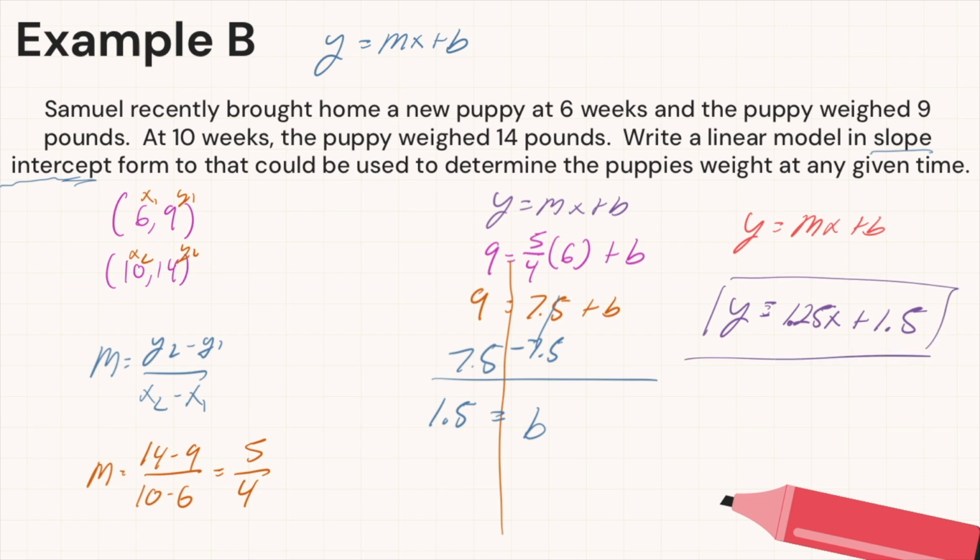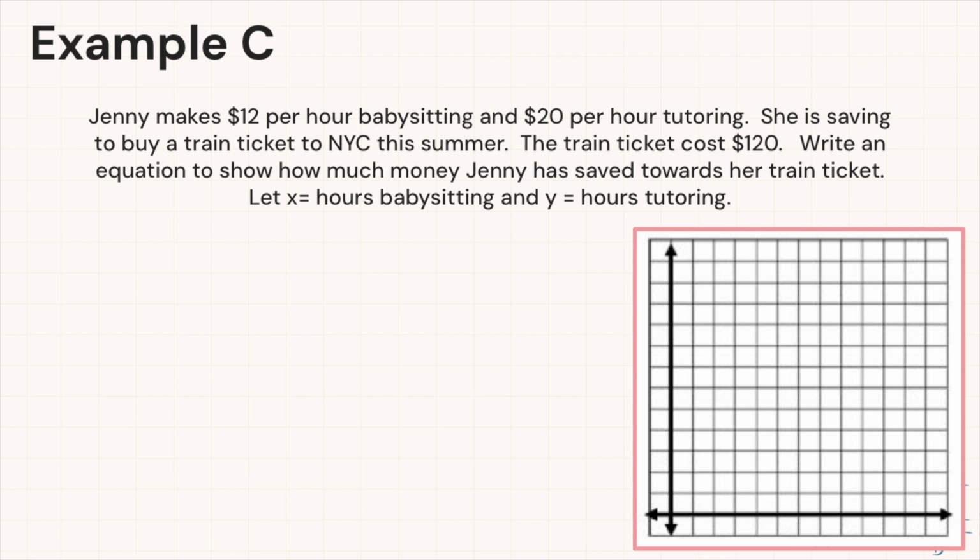Now let's take a look at the next example. So here we are at example C, and it says Jenny makes $12 per hour babysitting, $20 an hour tutoring, and she is saving to buy a train ticket to New York this summer.